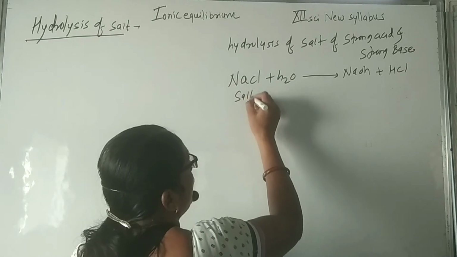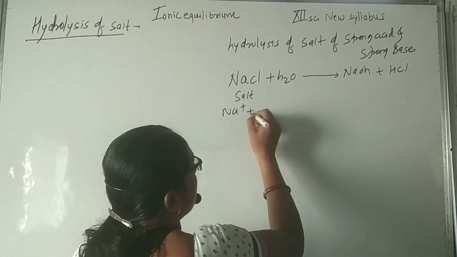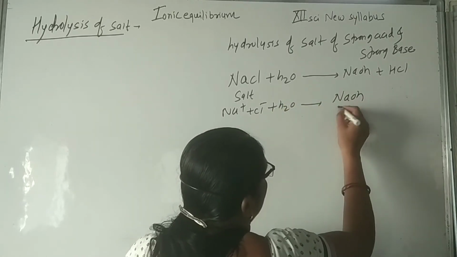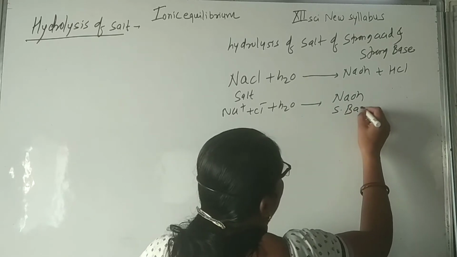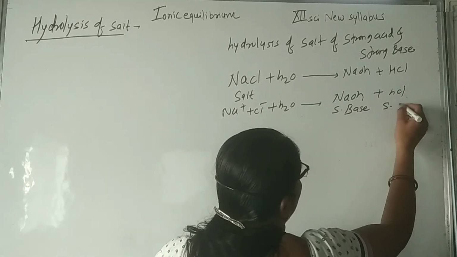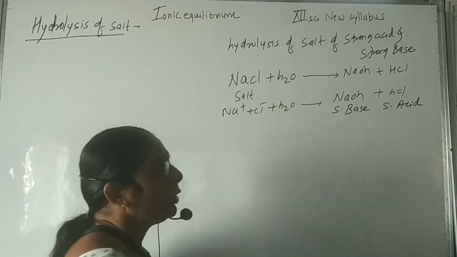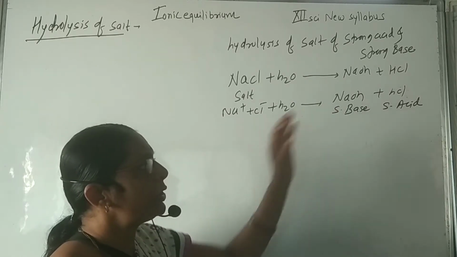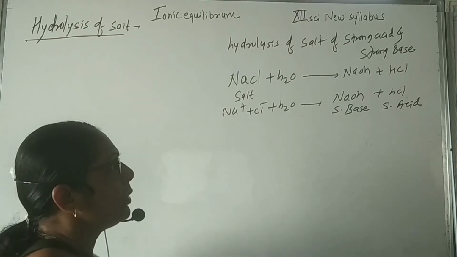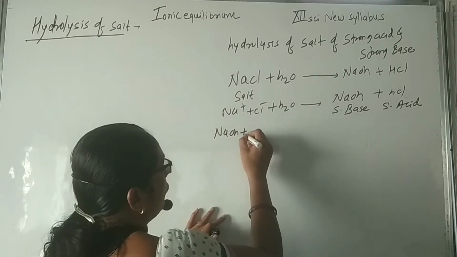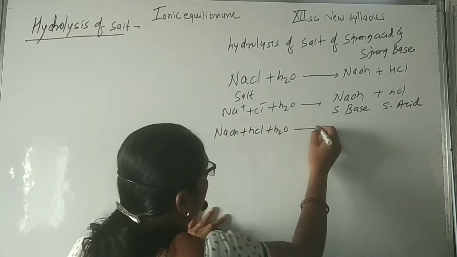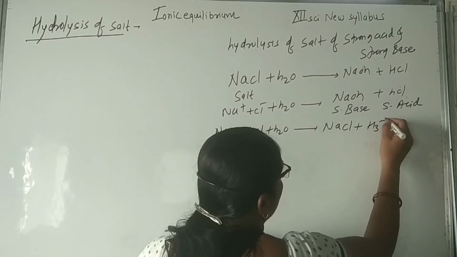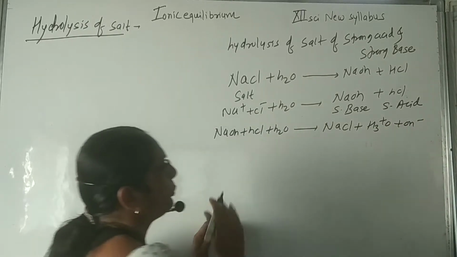When it is reacted, the Na plus and Cl minus ions of the salt react with water, giving rise to NaOH, which is a strong base, and HCl, a strong acid. Now when NaCl is dissolved in water, as NaCl is a salt, it can be 100% dissociated, giving rise to the corresponding acid and base. Now when you hydrolyze the acid and base, it gives NaCl, plus hydronium ion plus OH minus ion.